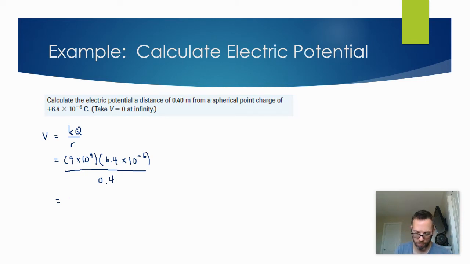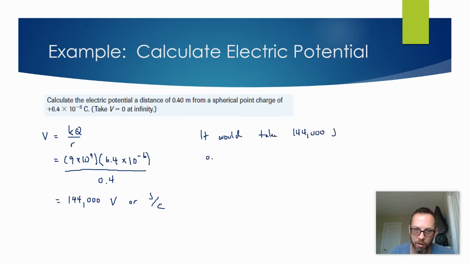Times 6.4 negative 6. Okay, 144,000 volts or joules per coulomb. So what this means, I think about it this way. This is just a way to interpret our answer. It would take 144,000 joules of energy to move a 1 coulomb charge here.